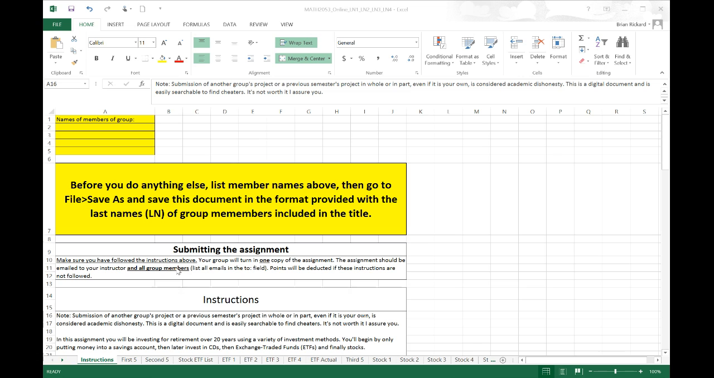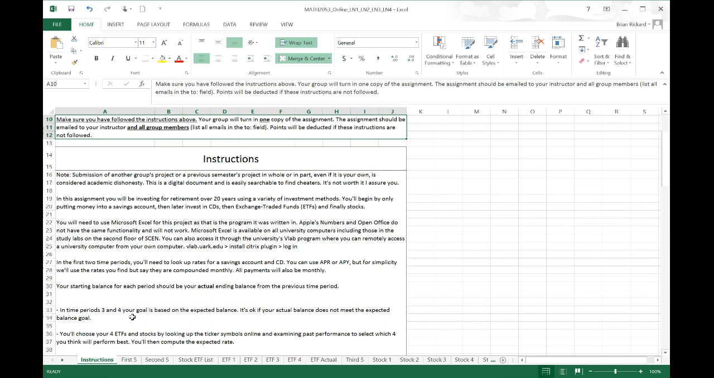Down here we have instructions for submitting the assignment. You're only going to turn in one copy. Only one person needs to email that in, but that person does need to email both the instructor and all of the other group members the project. All right, and then there's some instructions down below. I'll let you read through all of those, and we'll go through some of them in this video.